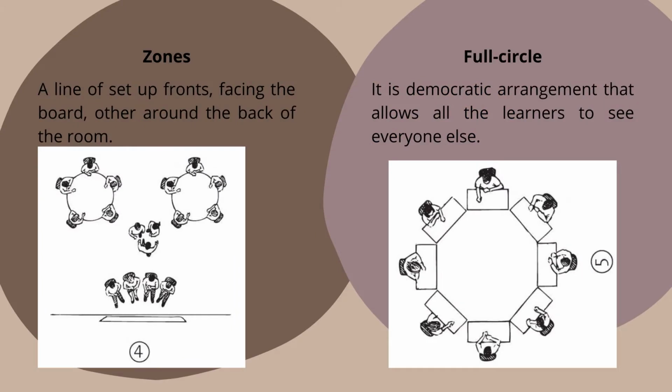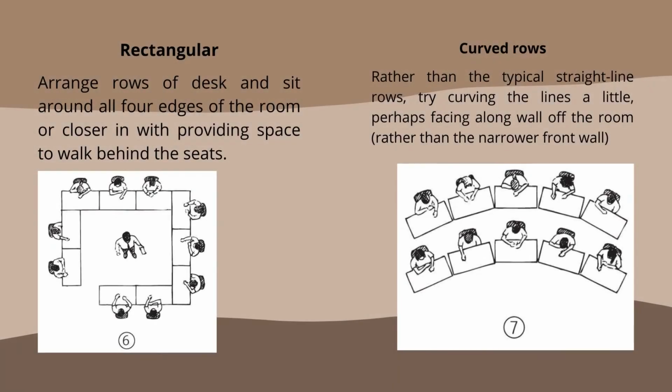Zones. A line of setups fronts facing the board all around the back of the room. This kind of arrangement aims to share an open discussion or mingling area in the middle. Students also have the ability to move around depending on what they need to do. Full circle. It is a democratic arrangement that allows all the learners to see everyone else. Rectangular. Arrange a row of desks to sit around all four edges of the room, or closer in, providing space to walk behind the seats.